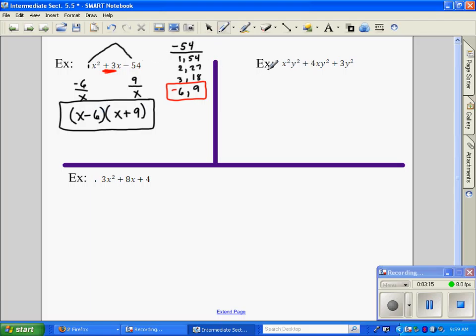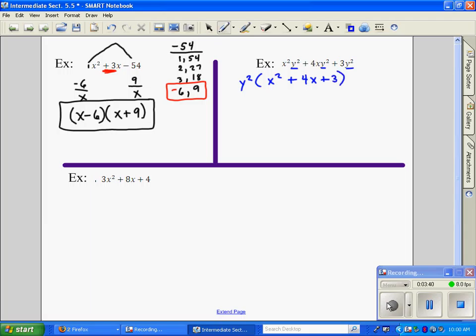Okay, and the next one we're going to check for a GCF. We always check there first, and we see that it doesn't have a GCF. Actually, yes it does. They all have a y squared in them right there. So we want to take out our GCF, which is y squared. When you take a y squared out of the first term, you have x squared. Out of the second term, you'll have a 4x left, and then plus 3.